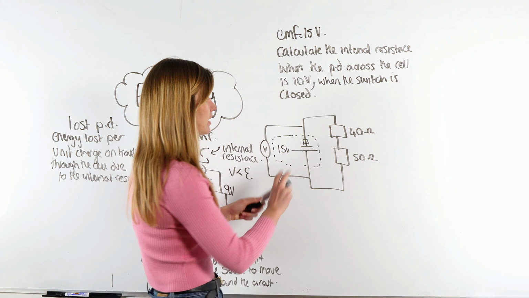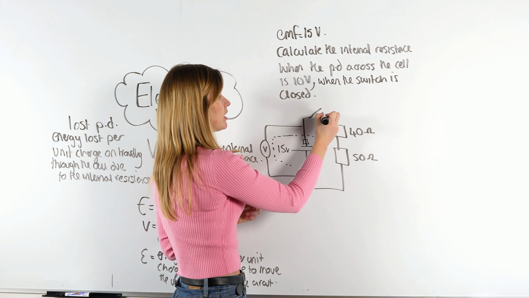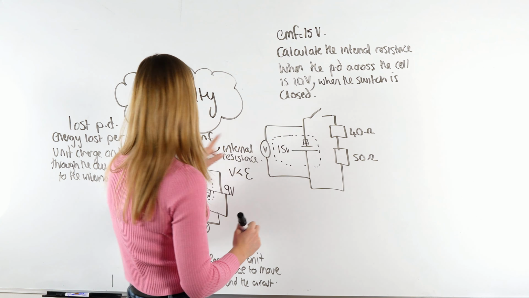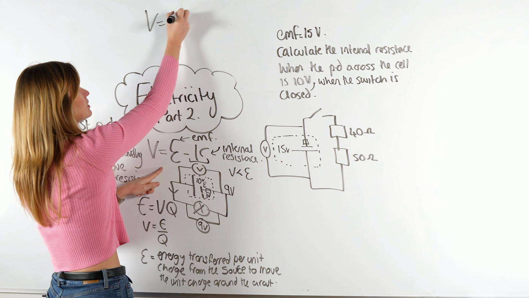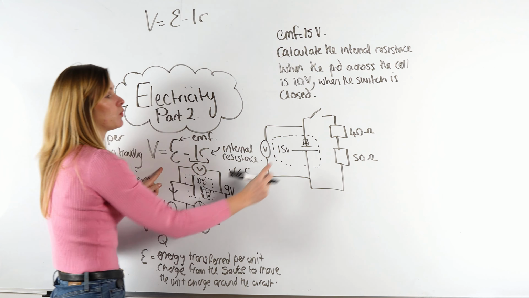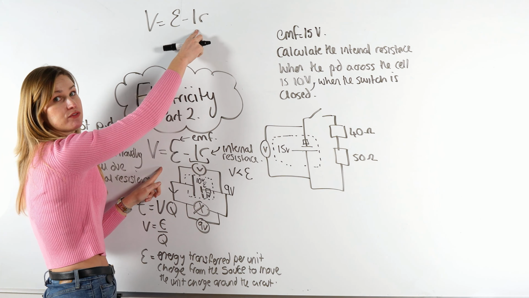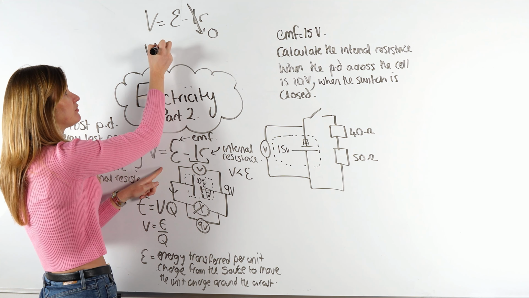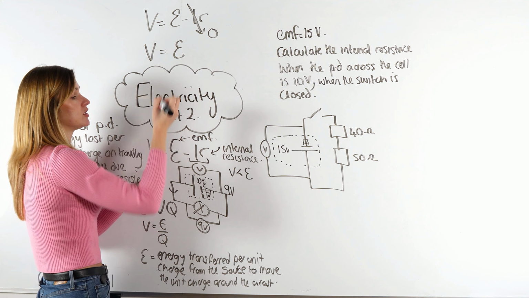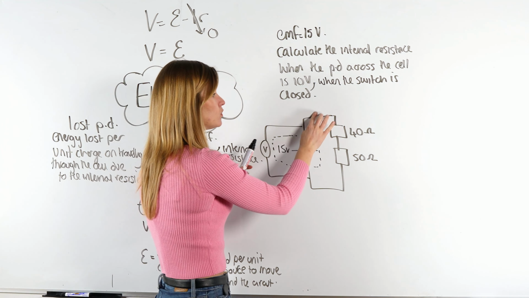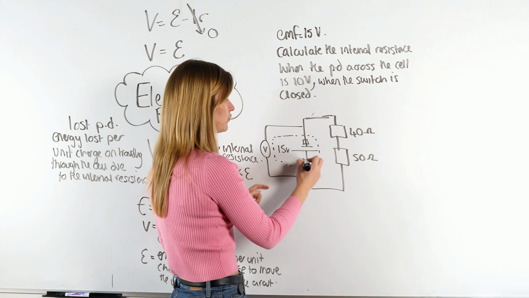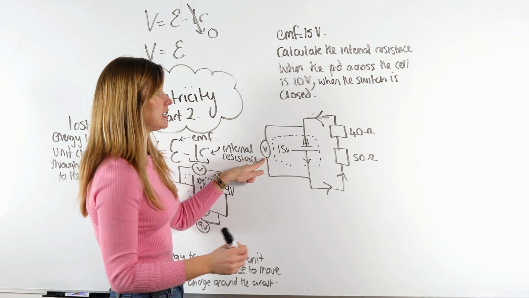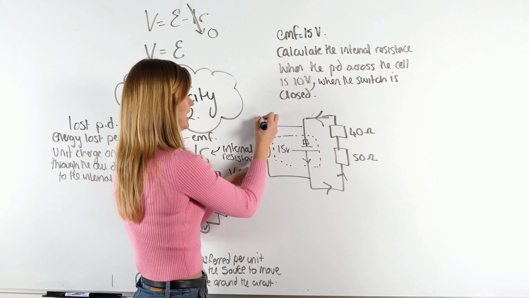The reason it's specified when the switch is closed, and I forgot to put one on my diagram, is because when the switch is open, if you look at our equation, V equals E minus IR, there is no current flowing. So when the switch is open, the current is 0, so the potential difference will equal the EMF. So it's only when the switch is closed and we have current actually flowing through our circuit that the potential difference is less. And it says the potential difference is going to be 10 volts.